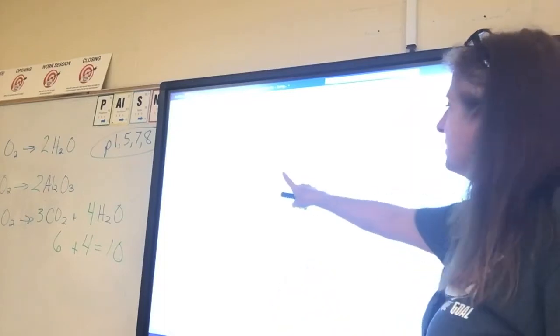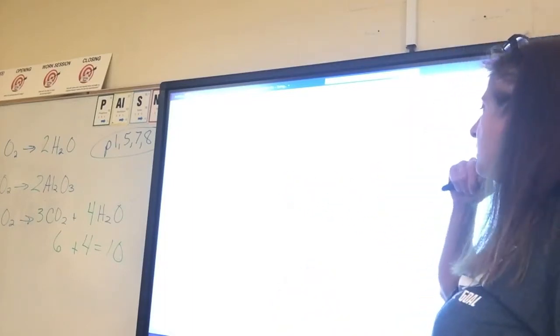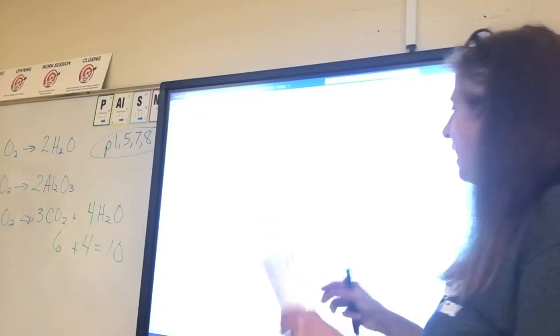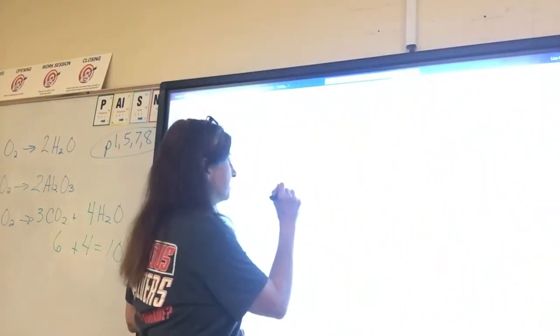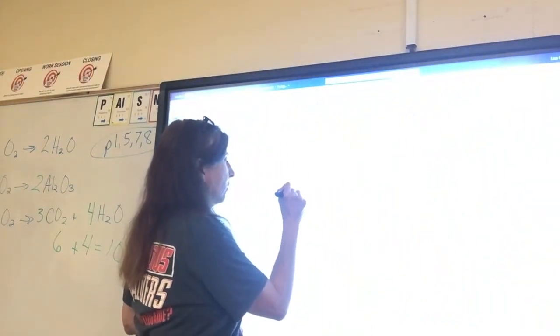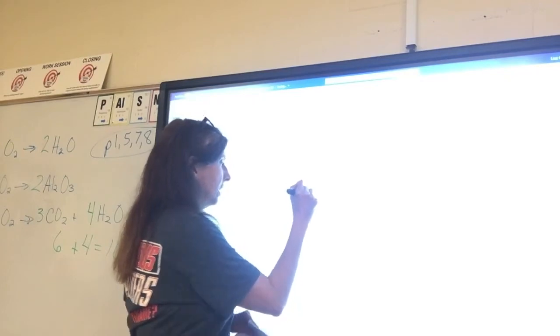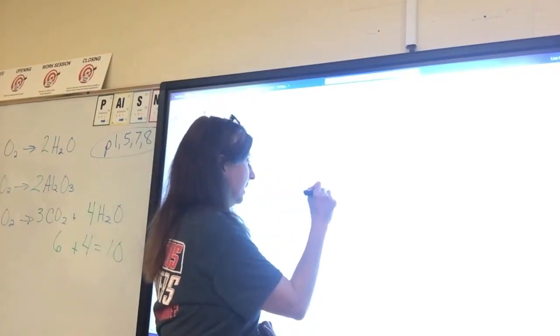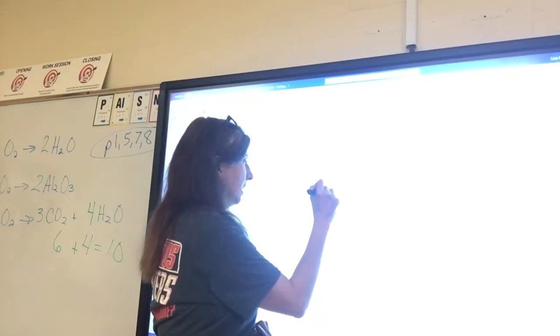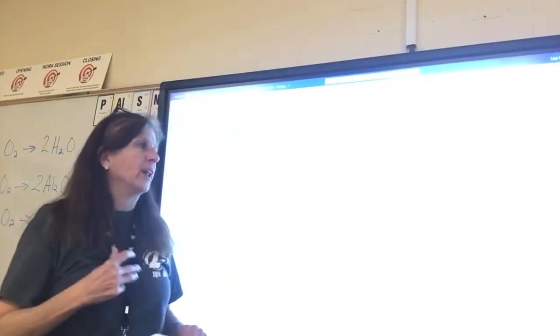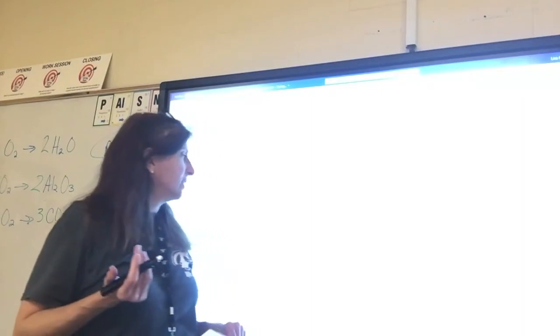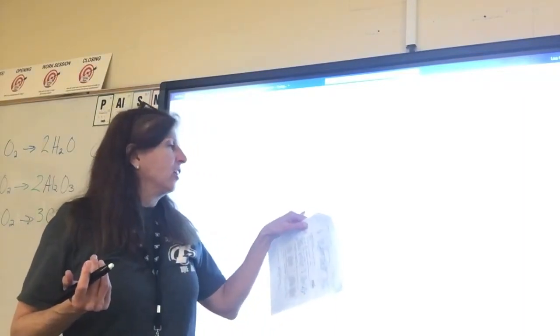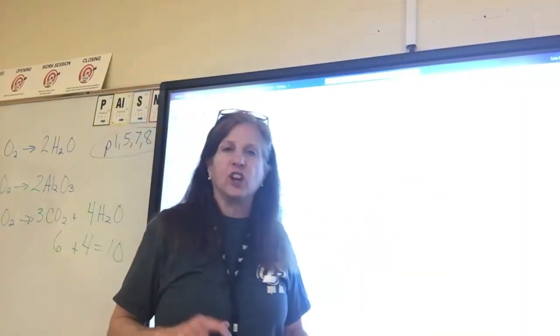So these numbers in the balanced equation are going to tell us the coefficients. The numbers in front are called the coefficients. The coefficients tell you the relative number of formula units. So you look at the number in front and it tells you the number of moles.